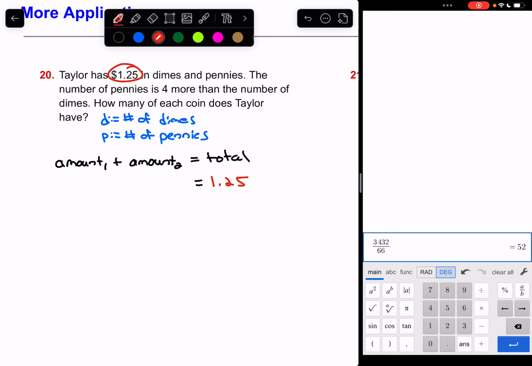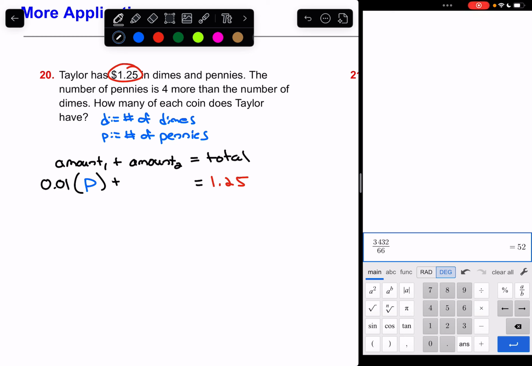But then we have to represent amount 1 and amount 2, and so now we have to take into account the fact that we have pennies and dimes. So we're talking about the amount of money in pennies and the amount of money in dimes. To get the amount of money in pennies you have, you would take the number of pennies, which is P in this case, and you would multiply it by the cost of 1 penny, which is 0.01 or 1 cent. Because each penny is worth 1 cent, if you multiply the number of pennies times 0.01, you get the amount of money in pennies.